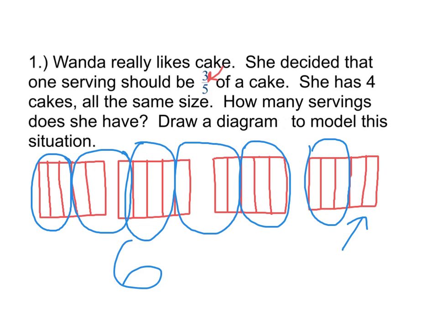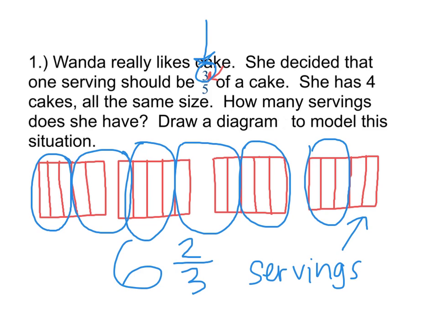Now, the next question is going to ask us what our answer should be, and I think we can all agree that it would have 6 as the whole number part, but we need to decide how to represent these 2 pieces, and this is going to be tricky. There are 2 pieces, but remember my units on this need to be servings. And how many pieces does it take to make a serving? It takes 3 pieces. So I have 6 2/3 servings.